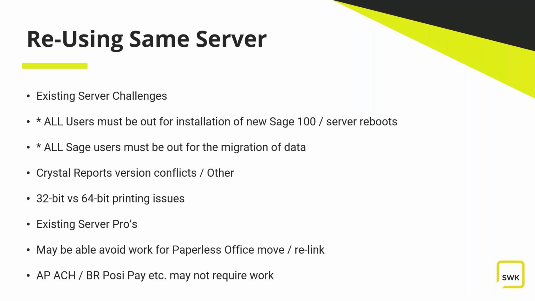Similar concept could apply to your ACH and Bank Rec Positive Pay files if you use those features. If they're on the same server and they're in their own little storage directory there outside of the install, very probably we can just leave those there and avoid any work to move or change any of the settings that tell Sage where to put those files.